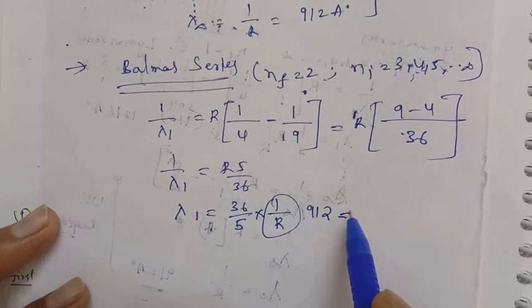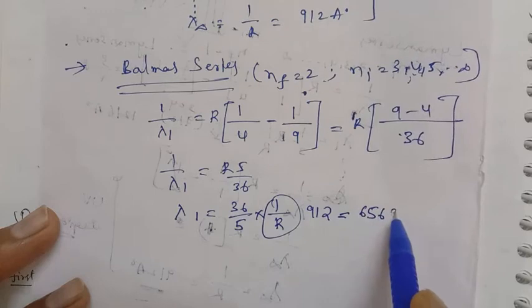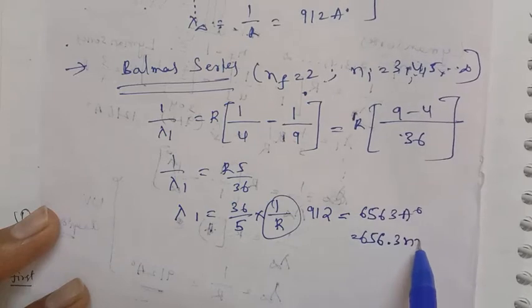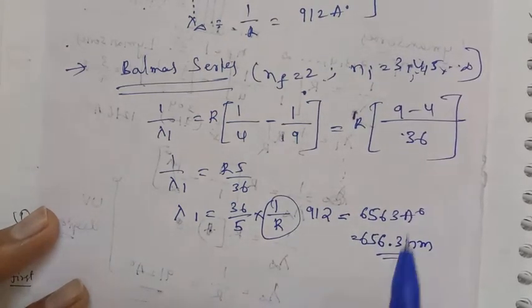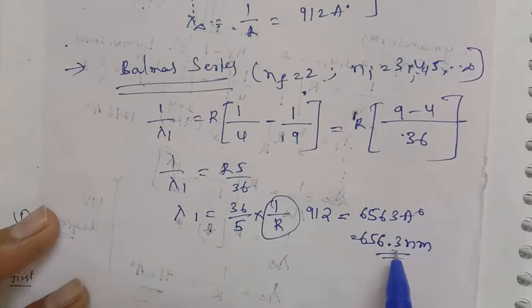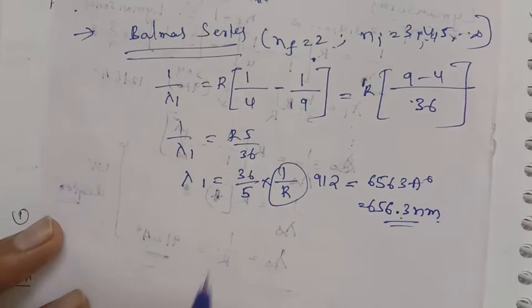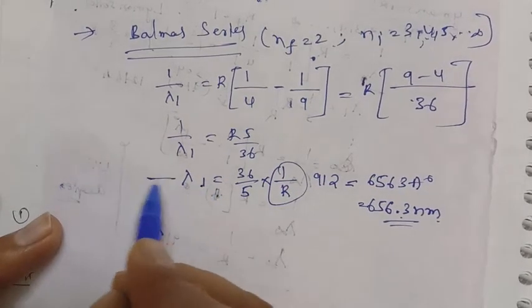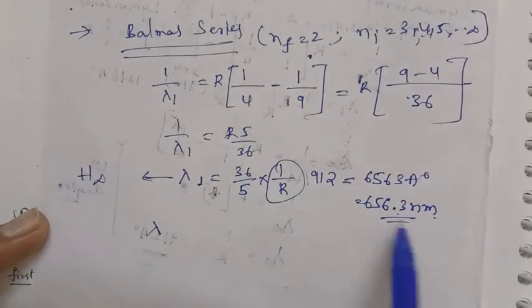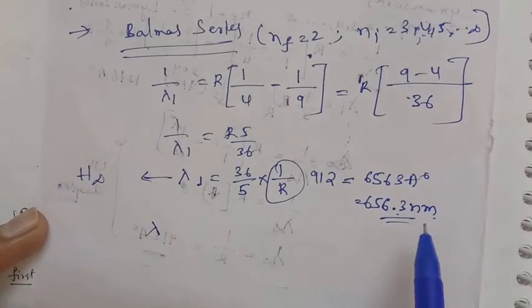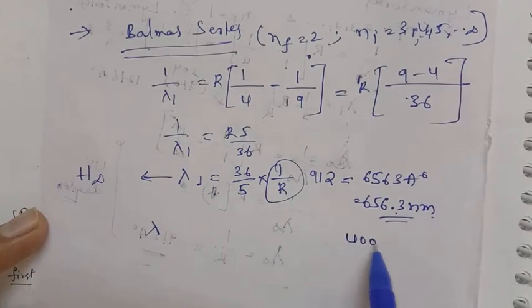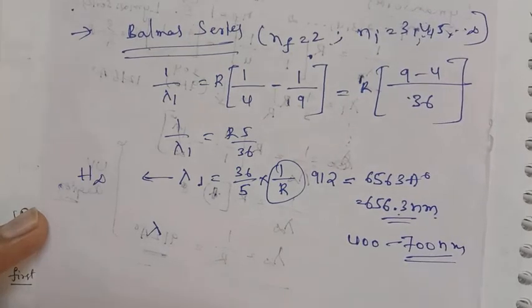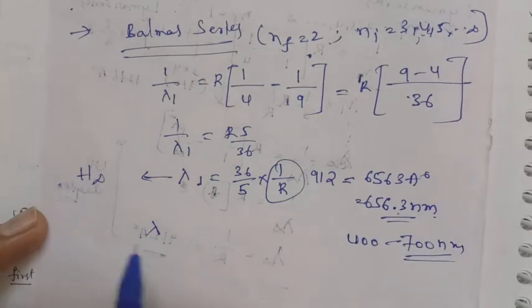By doing the calculation we get the value 6563 angstroms, or 656.3 nanometers. It is lambda 1, which is called H alpha. This exists in the visible region. What is the visible region? 400 to 700 nanometers. That's why the spectrum exists in the visible region.